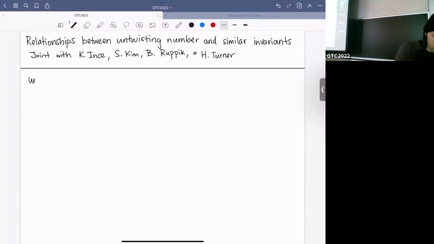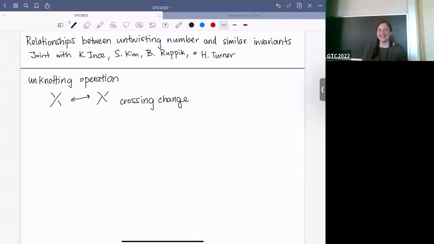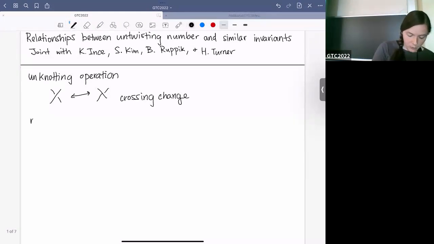So the untwisting number, just like the unknotting number, is defined in terms of an unknotting operation. So our favorite unknotting operation is maybe the crossing change. And a crossing change, that's an unknotting operation. I can, for any knot, do some number of crossing changes and arrive at the unknot, and that minimum number is called the unknotting number. So if I have an unknotting operation, I can get a knot invariant typically. And the unknotting operation that I'm interested in today is called a null-homologous twist.